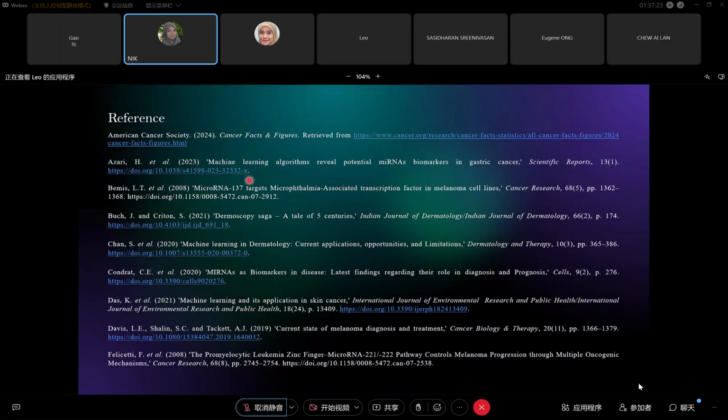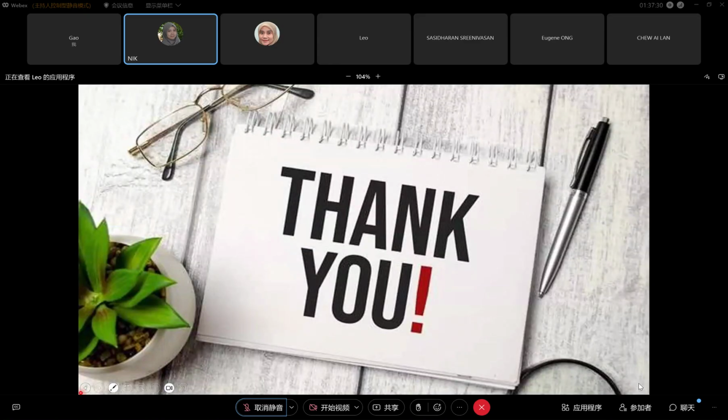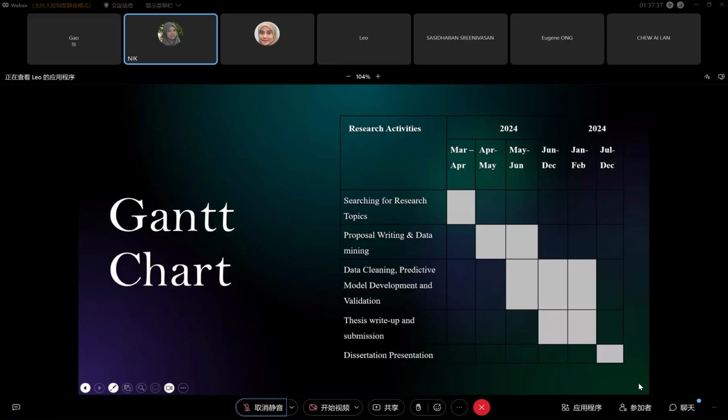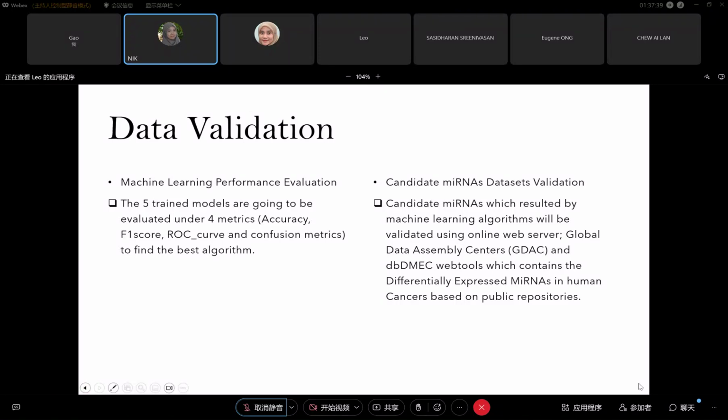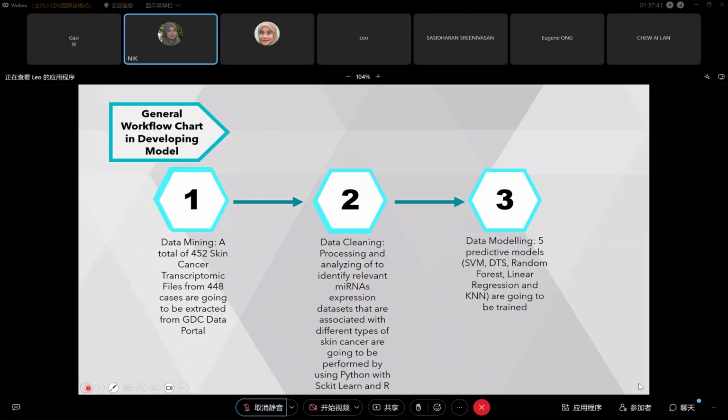Okay. Thank you, Leo, for the presentation. I just want to ask you regarding the data. Are you only focusing on the transcriptome data, or do you also include the microarray data in your analysis? I'll be only focusing on the transcriptome data. Okay, so it's not involving microarray data. Yeah.